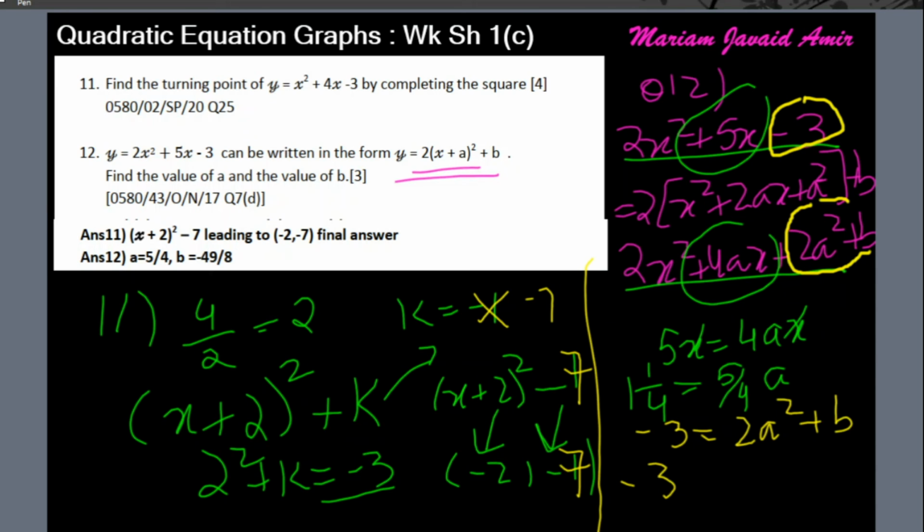I am bringing 2a squared to this side, so minus 2 times the value of a, which was 5 over 4, whole squared, plus b. Enter this in your calculators and you should get the answer: minus 3 minus 2 times (5 over 4) squared, which gives us minus 49 over 8. So b equals minus 49 over 8.